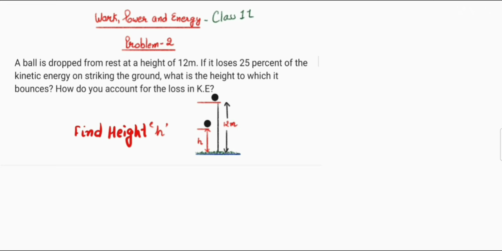This problem says a ball is dropped from rest at a height of 12 meters. If it loses 25% of the kinetic energy on striking the ground, what is the height to which it bounces, and how do you account for the loss of kinetic energy? So let me explain this problem in detail.